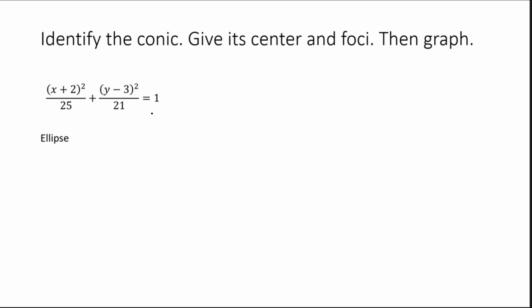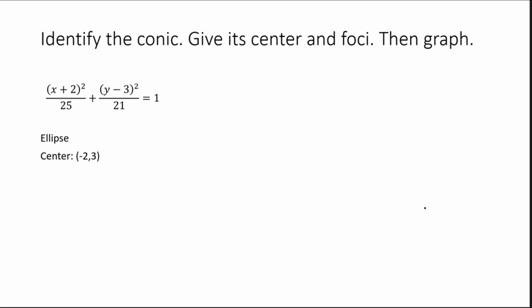And the center we can find by looking at this number and this number. So the positive 2, change the sign, that gives us a negative 2 for x because it's with the x term. And then this minus 3 would give us a positive 3. You change the sign, and this goes with the y component, the y value, because it's with the y term. So the center would be at negative 2, comma 3.